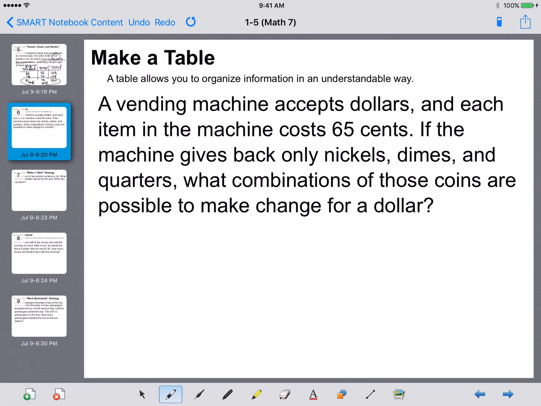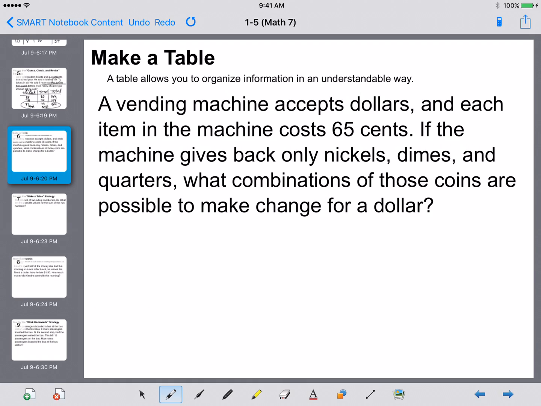Our third strategy here is the make a table strategy, which we've kind of already been doing. So a table allows you to organize your information in an understandable way. So a vending machine accepts dollars, and each item in the machine costs 65 cents. If the machine gives back only nickels, dimes, and quarters, what combinations of those coins are possible to make change for $1?